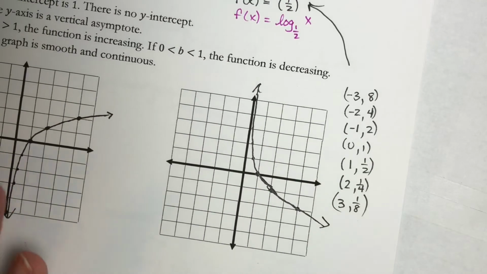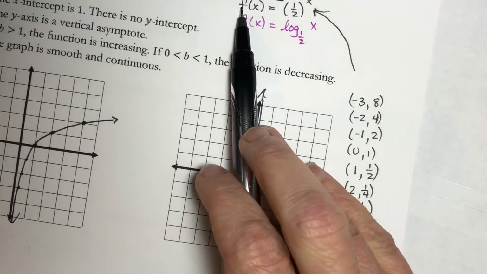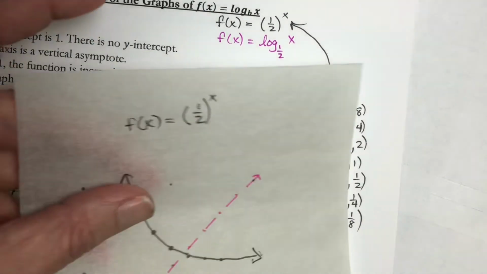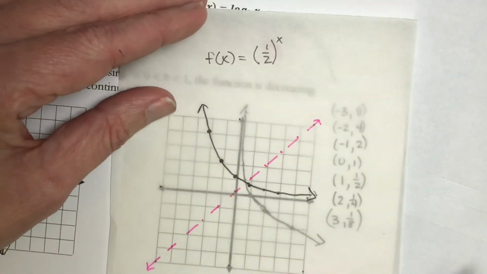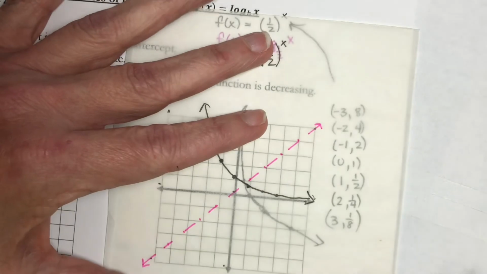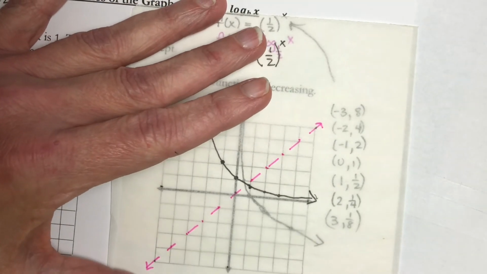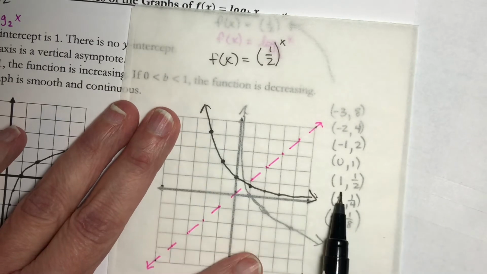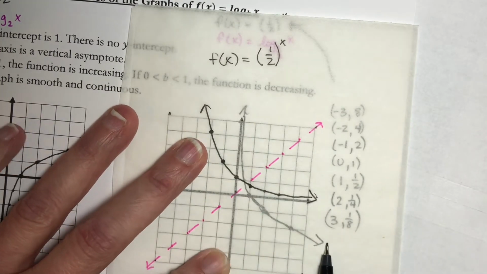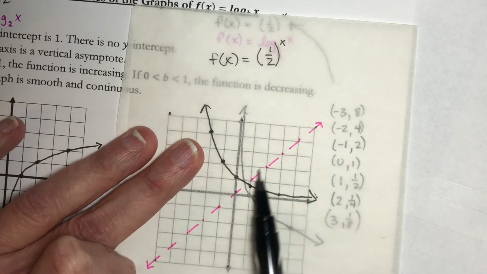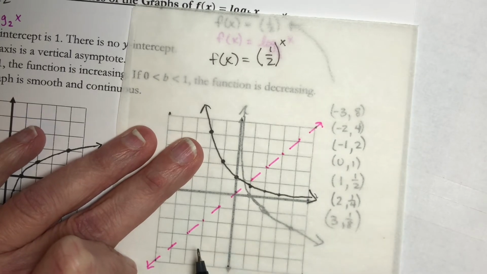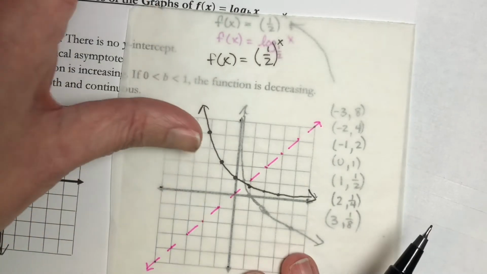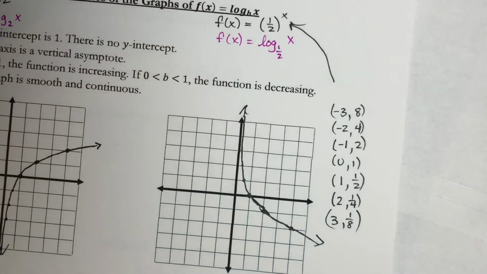Okay, and if we compare this to the graph of f of x equals 1/2 to the x, which we again did in the previous section, you can see here that this was the graph of our exponential, this is the graph of our log, and you can see that they are symmetric over this diagonal line.